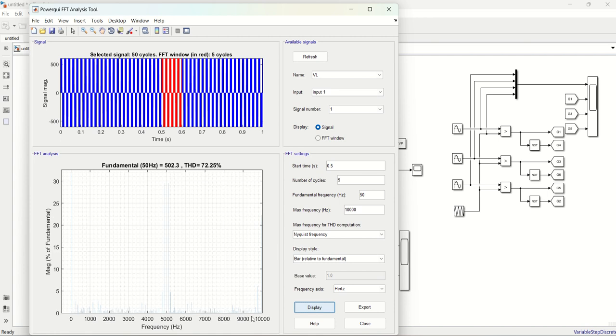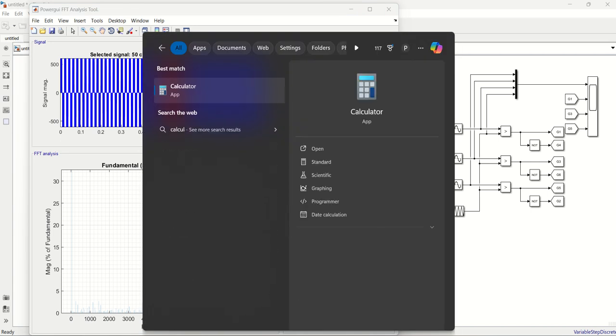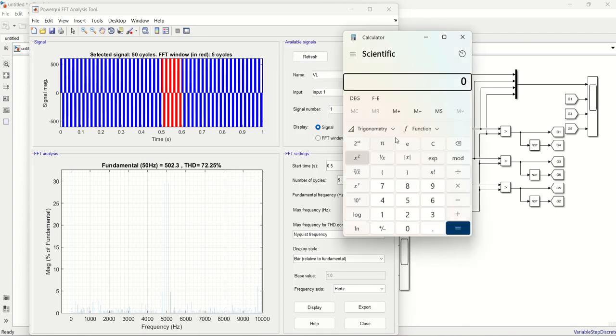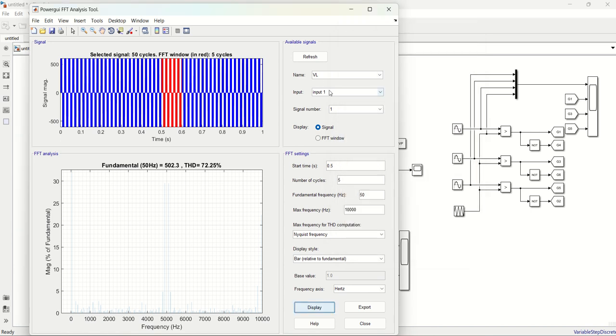Display. So this is our THD and this is the maximum value, V max. Again, you have to convert this: 502.3 divided by root 2, 1.414. This is your RMS value, 355. 355 is your RMS value. Now you can check the phase voltage. I will try to check for the phase voltage. Here you can see 289.5.